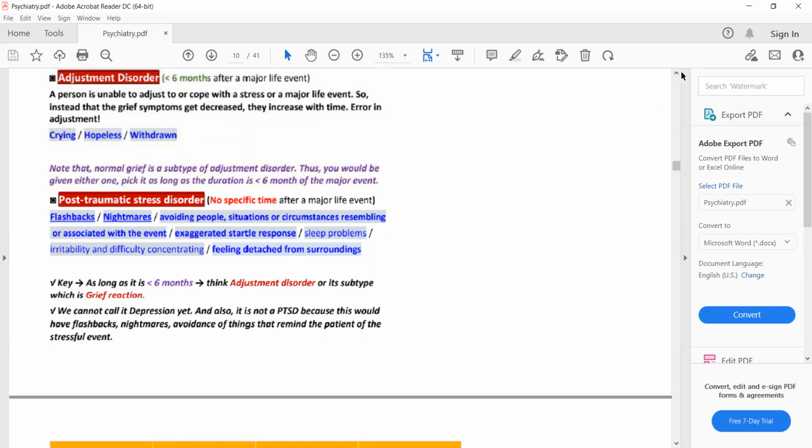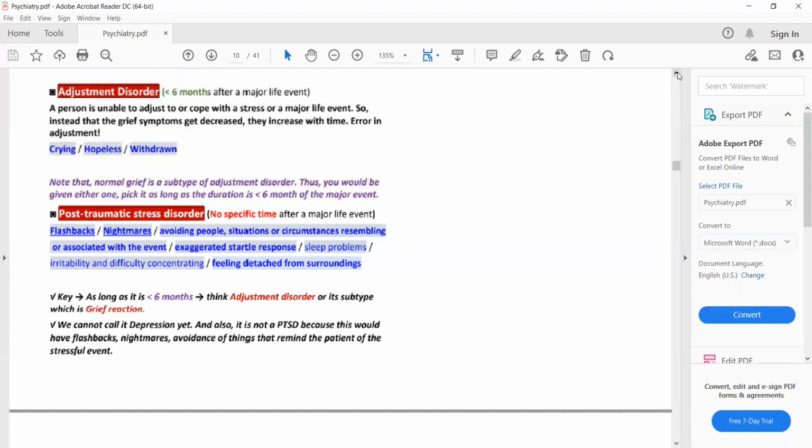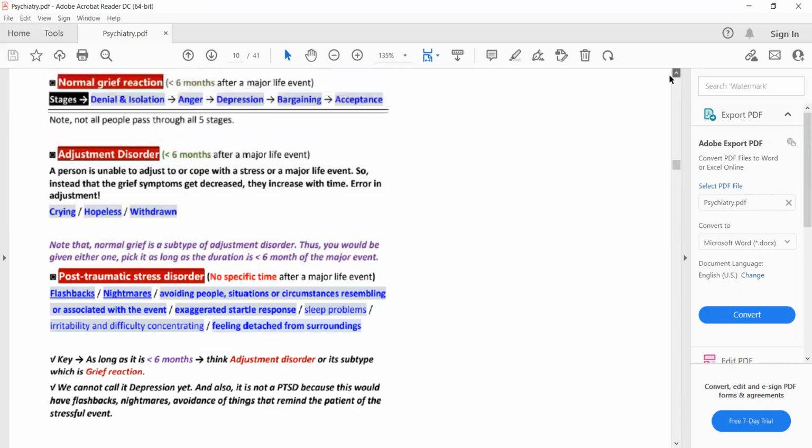Remember that normal grief reaction persists for 6 months. It is very rare that normal grief reaction may persist up to 12 months or more than 6 months. So in general, if the duration of the symptoms of depression or feeling low after a major life event is less than 6 months, then it will be normal grief reaction or adjustment disorder. And if the duration of the symptoms after a major life event is more than 6 months, then we'll label or call it depression.